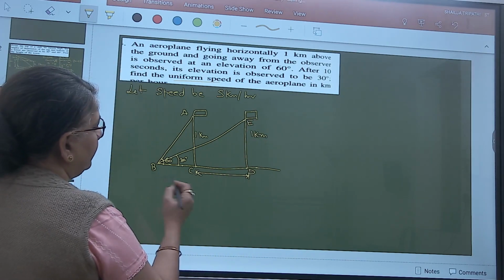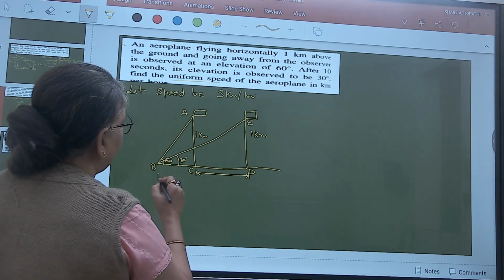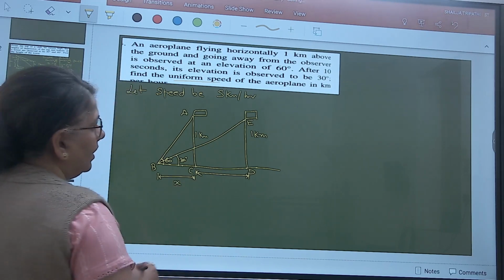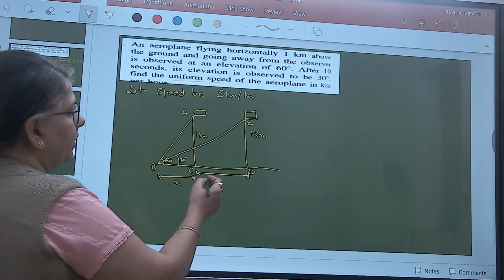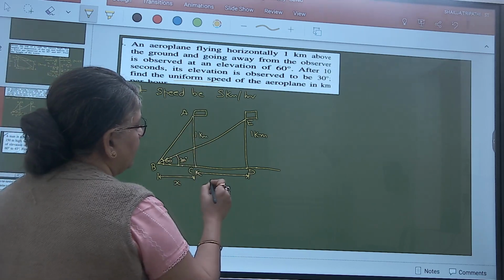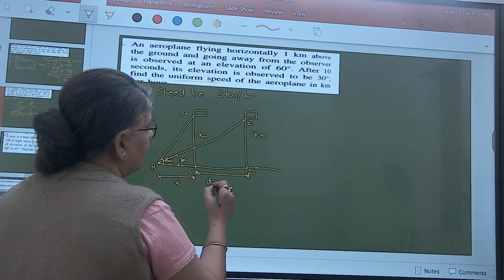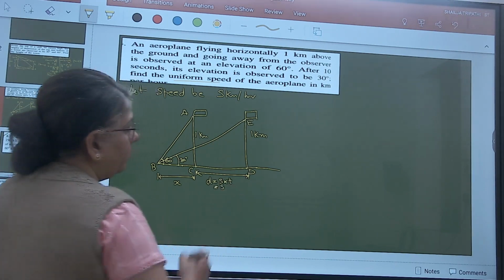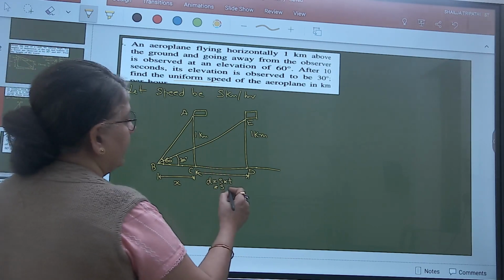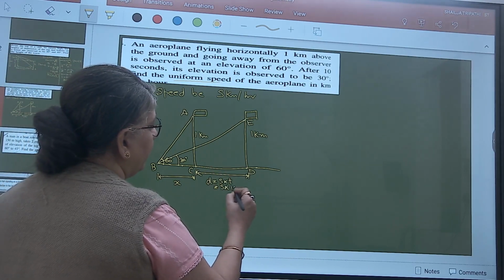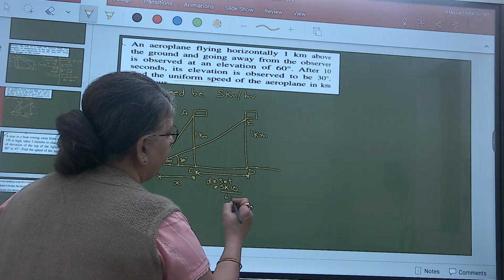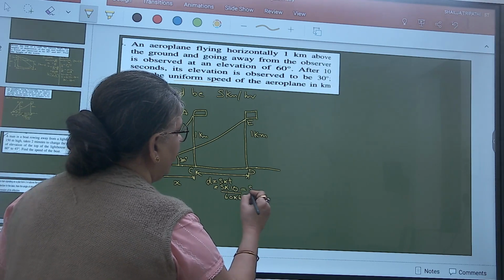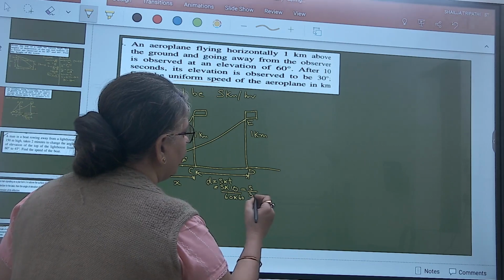See this distance, let us assume this distance to be x, and CD distance can be calculated because time is given and speed is given. So we'll use the formula distance is equal to speed into time. So speed we have already assumed to be s and time is 10 seconds. So 10, and then we'll convert into hours, that is divided by 60 into 60. So what we get, distance is s upon 360.